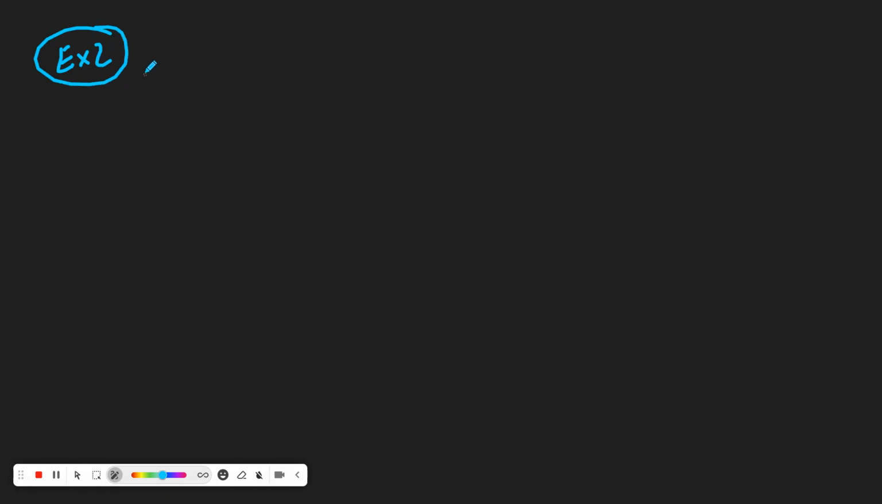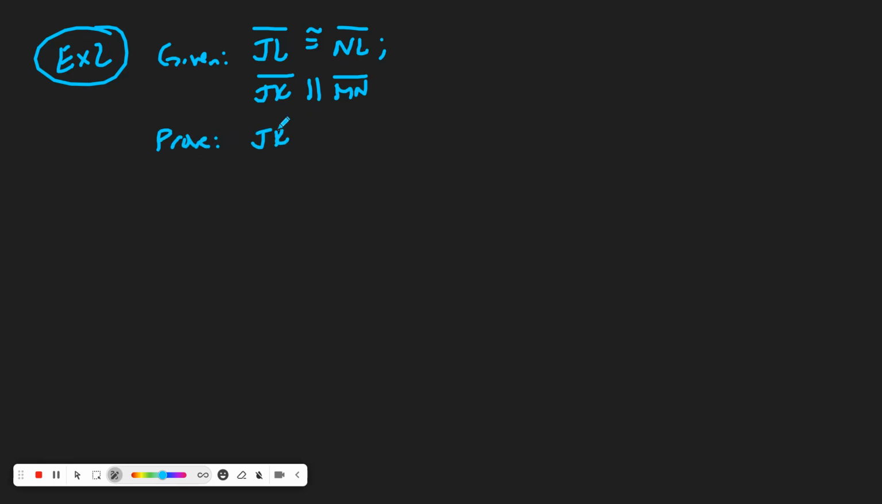Okay. So now let's be given that segment JL is congruent to segment NL. And let's be given that segment JK is parallel, right, to MN. And again, you got to know that 11 looking thing means parallel, right? And I want to prove that segment JK is congruent to segment NM.